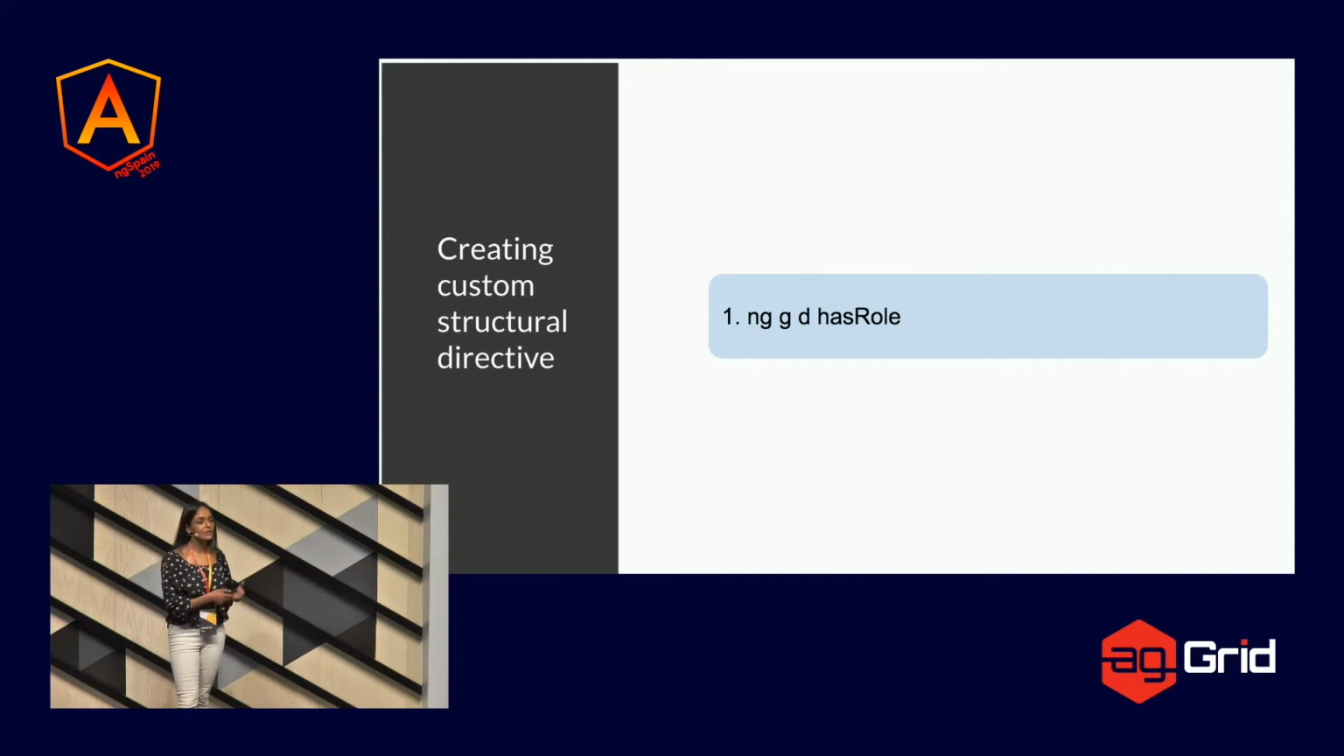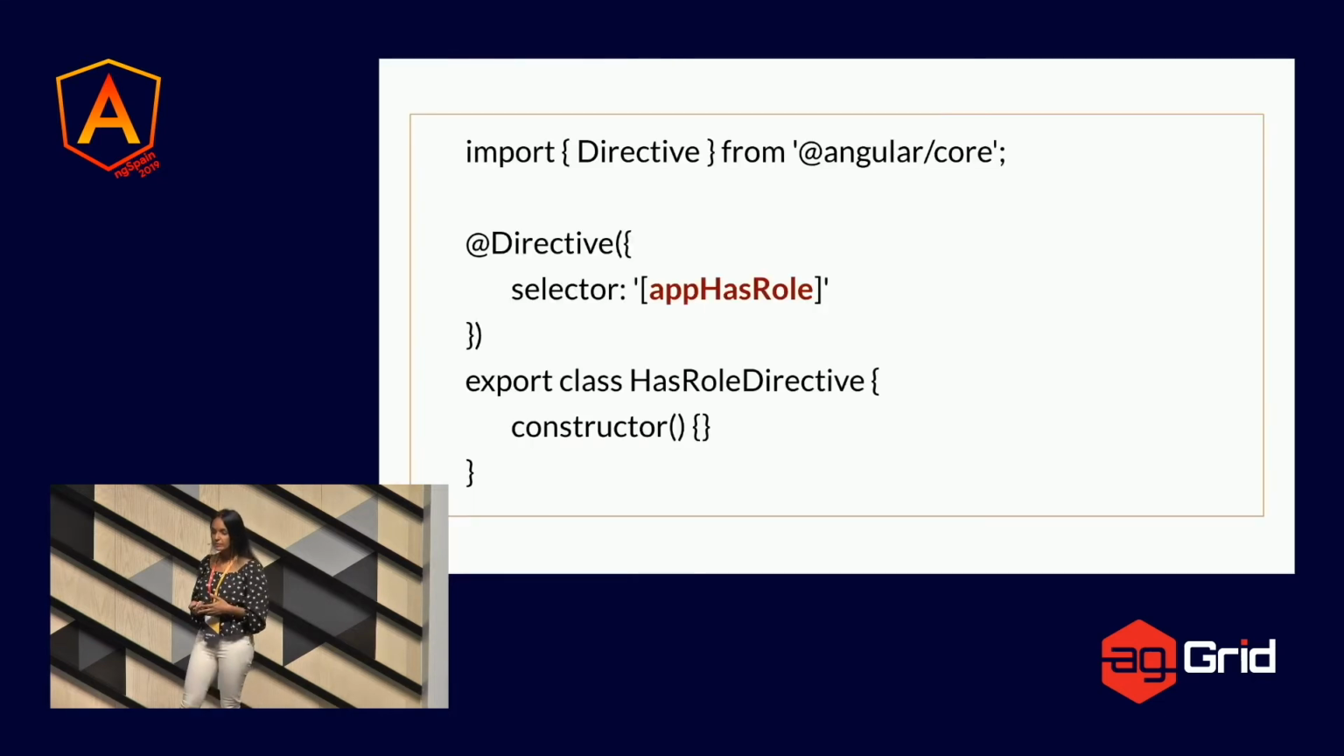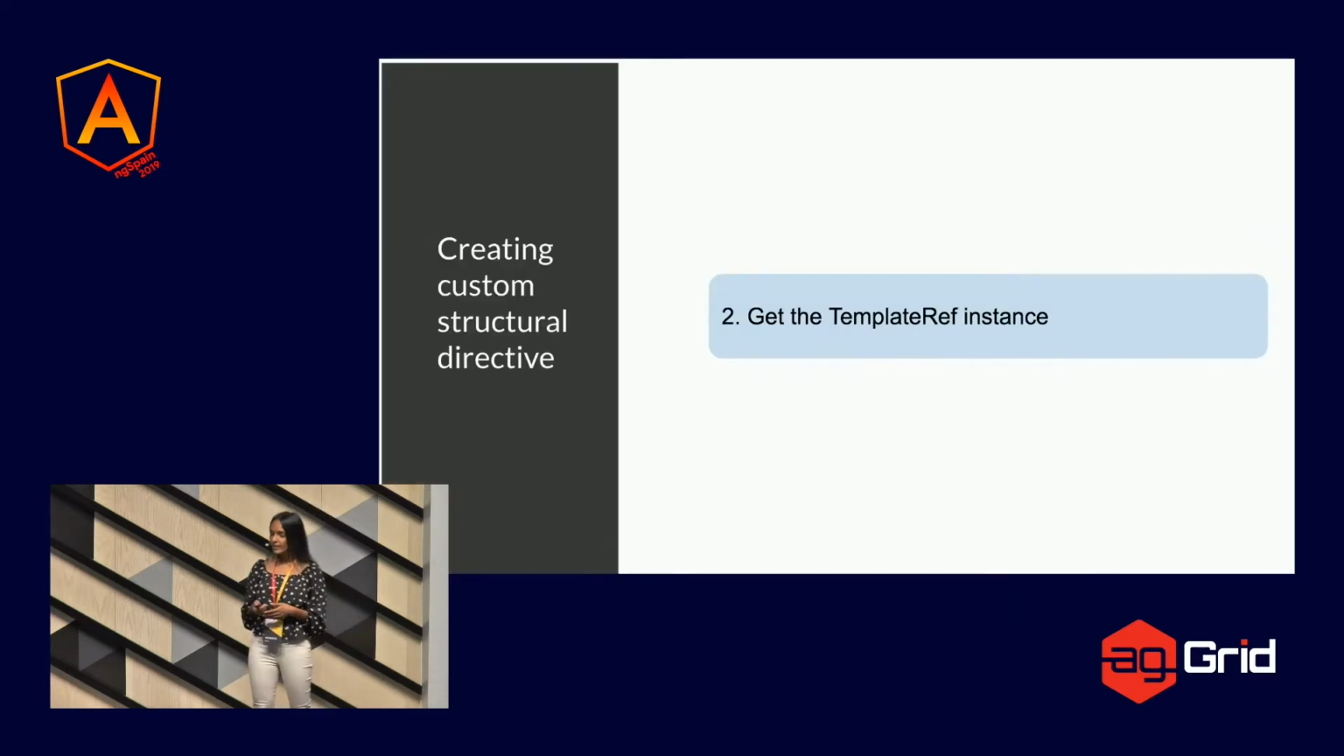So we use the very handy Angular CLI to create our directive. And we'll get a class which is decorated with the Directive decorator and a single option for selector, which is the CSS attribute selector. And if you notice, the asterisk is not actually part of the attribute name. So far, this directive is not any different from an attribute directive. So the difference comes in how we implement it.